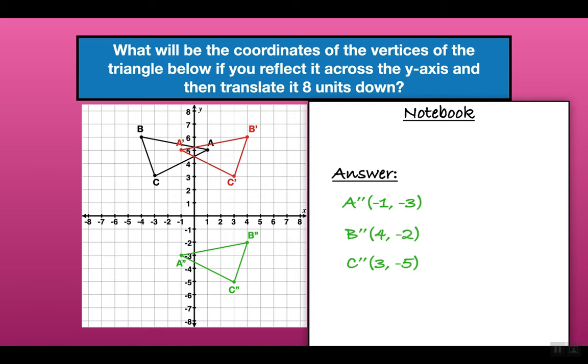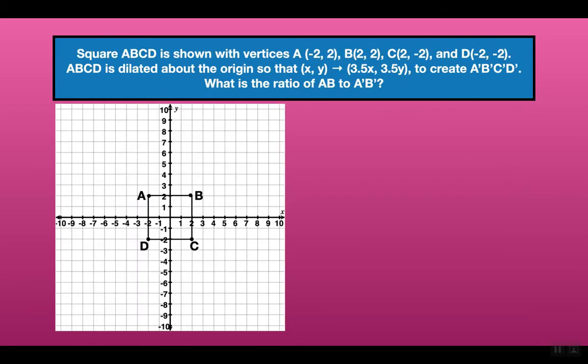Okay, next question. Square ABCD is shown with vertices at the following coordinates. ABCD is dilated about the origin so that (x, y) will become (3.5x, 3.5y) to create A prime, B prime, C prime, D prime. What is the ratio of AB to A prime B prime?